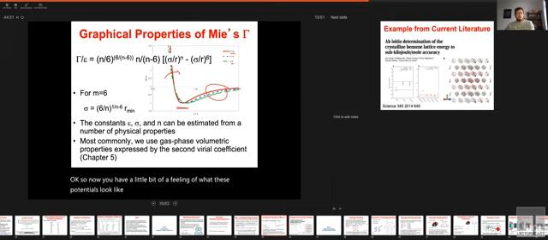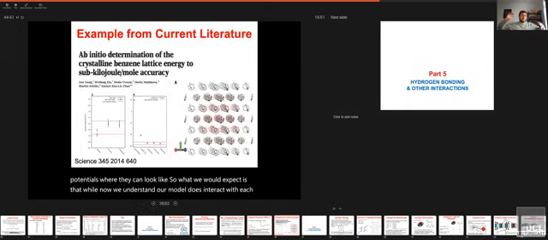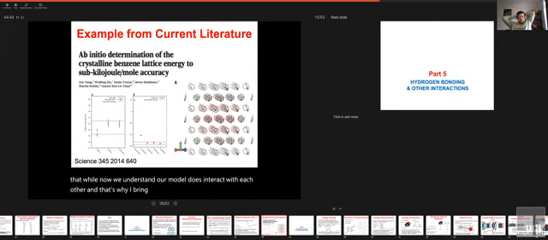Now, we have discussed a lot about various potentials, what they can look like. So what we would expect is that, well, now we understand how molecules interact with each other. And that's why I bring this paper from Science, which is now a few years old. What they did there, they were looking at the structure of benzene, a fairly common organic liquid.